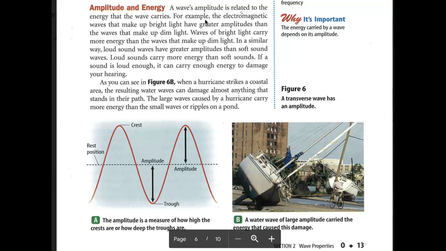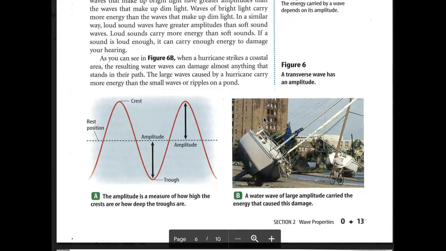As you see in figure 6b, when a hurricane strikes a coastal area, the resulting water waves can damage almost anything that stands in their path. Large waves caused by a hurricane carry more energy than small waves or ripples on a pond.